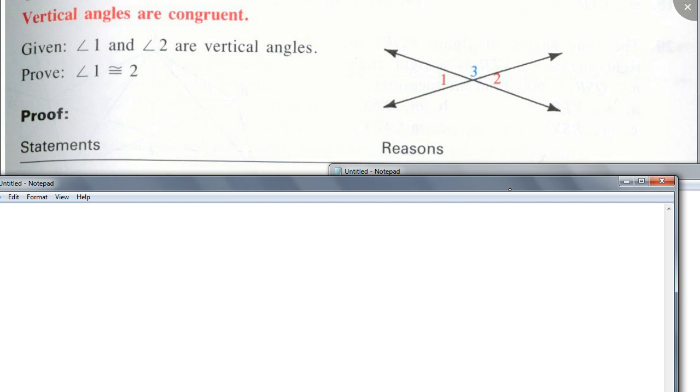I'm sorry? What is the typo? Oh, it is a typo. Very good. There should be an angle there. You're right. The book made a typo. I didn't see that. There should be an angle sign where the proof part is.